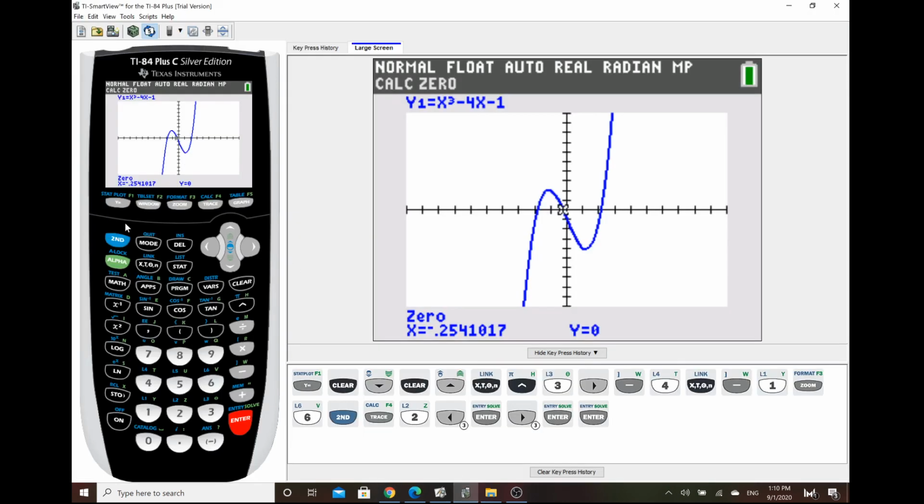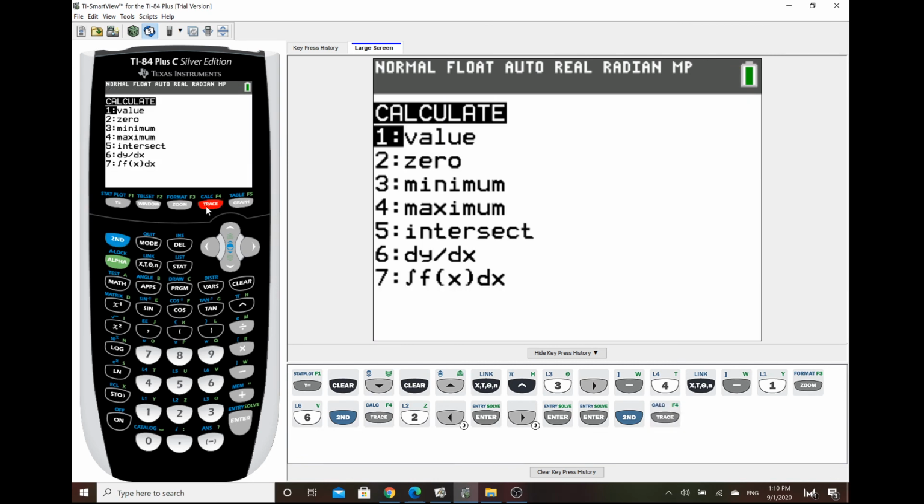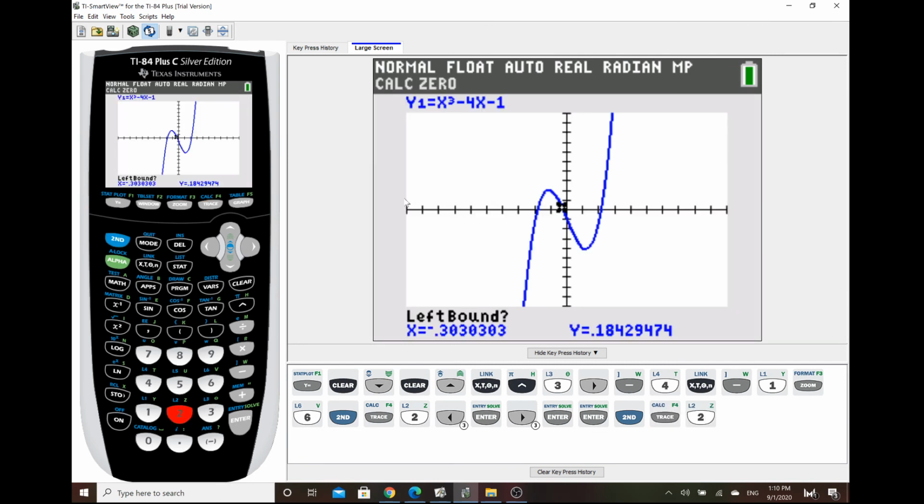Okay, so let's find another one. Let's say the one on the left region here. So second, trace, and then zero once again. Now this time we need to shift the point all the way back to the left. Since this part is the increasing curve, we need to start down below the x-axis. Anything down below the x-axis. So enter, and then right bound, anything that's right above the x-axis. Click that, enter once again, and then enter one more time. Here we go. So it's negative 1.860806.